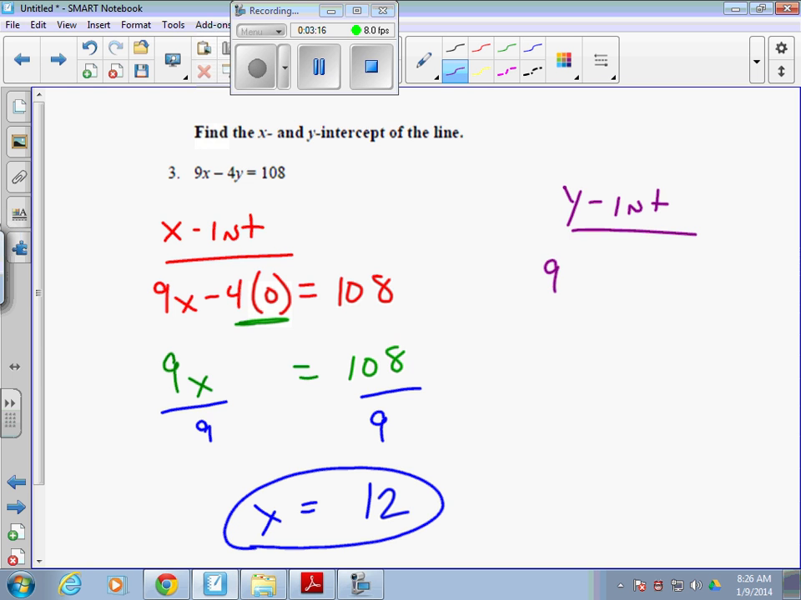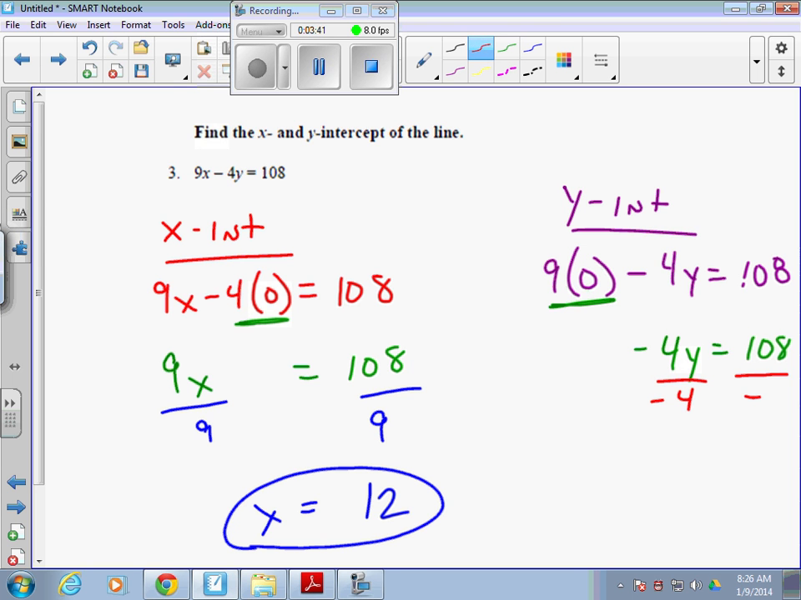In order to find a y-intercept, you plug in 0 in place of the x. So 9 times 0 minus 4y equals 108. Some of you are already at the point where you can just ignore the x part, because all that does right there is cancel that part out and leave you with -4y equals 108. Multiplying something by 0 cancels it out. Same step as the last one, get rid of -4 times something by dividing by it. Do the same thing here.